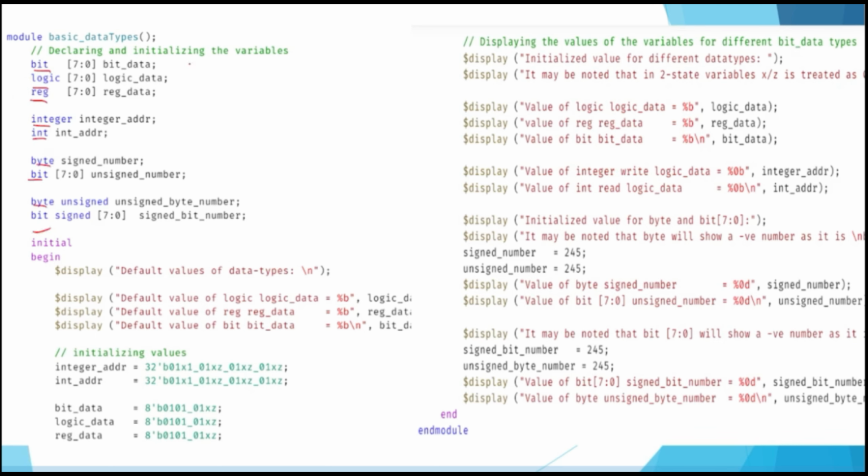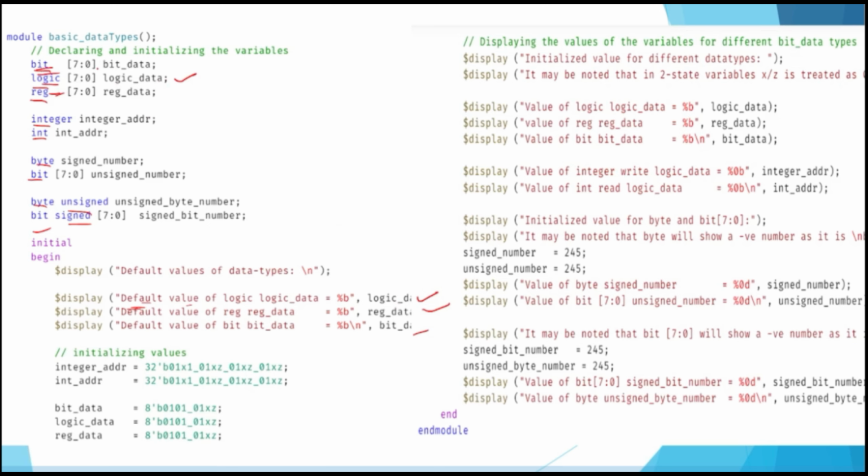Okay, so again for that also I have mentioned some signed and unsigned data type thing. Now first I want to give the default values. I didn't assign any values. Before assigning values, I want to print some default values. So for what values do I want to print the default values? For logic, and then for reg, and then for bit.